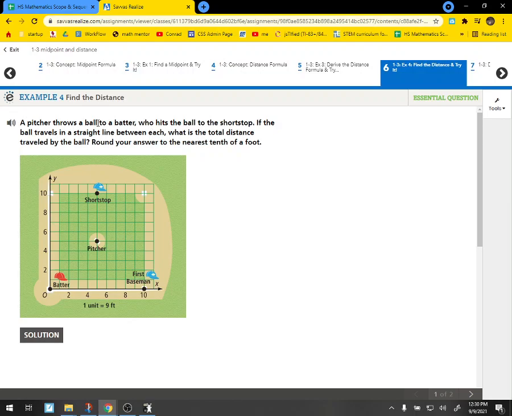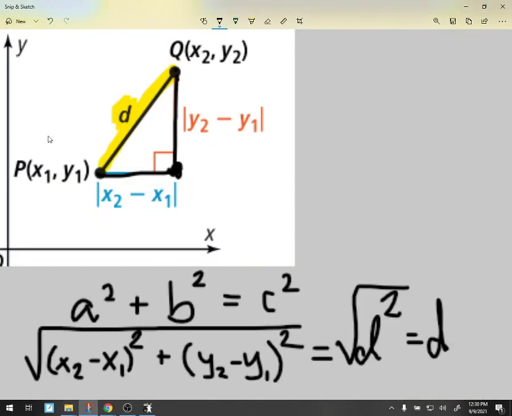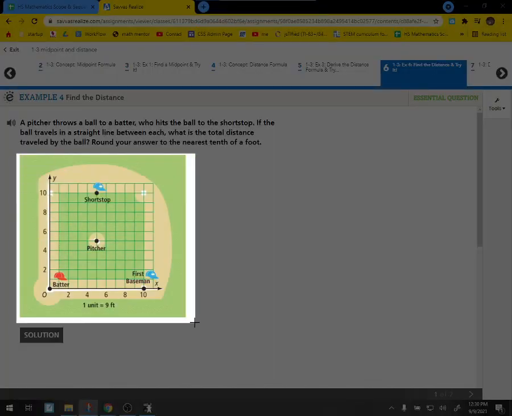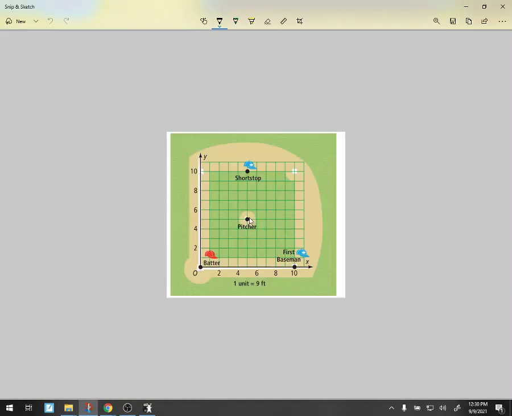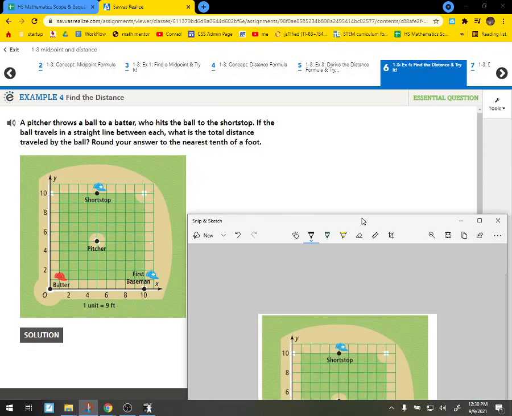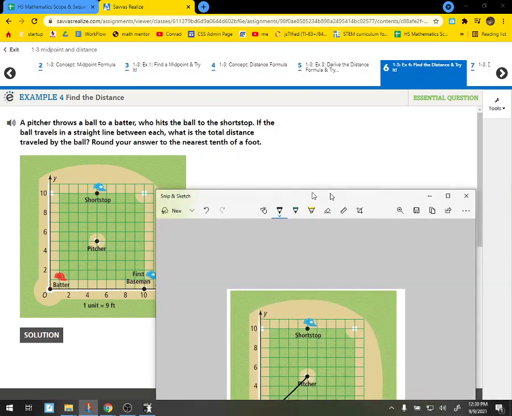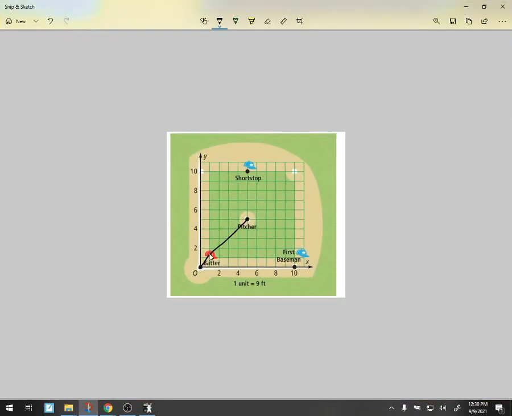So, a pitcher throws a ball to a batter. I guess we're saying the batter is there, even though his hat is there, because that's where his mark is. So we want to find the total distance traveled by the ball. Well, it starts there. So let's find out how far apart those 2 points are.